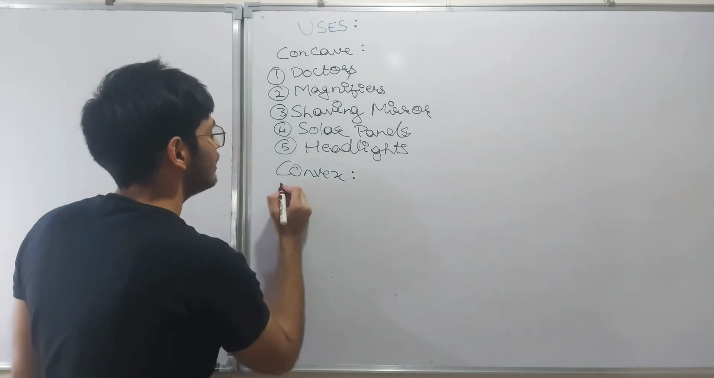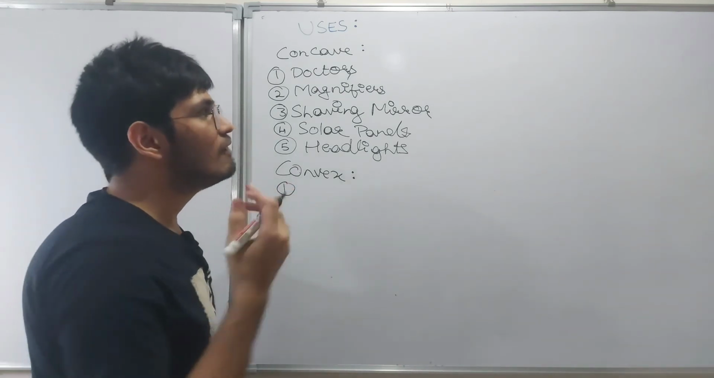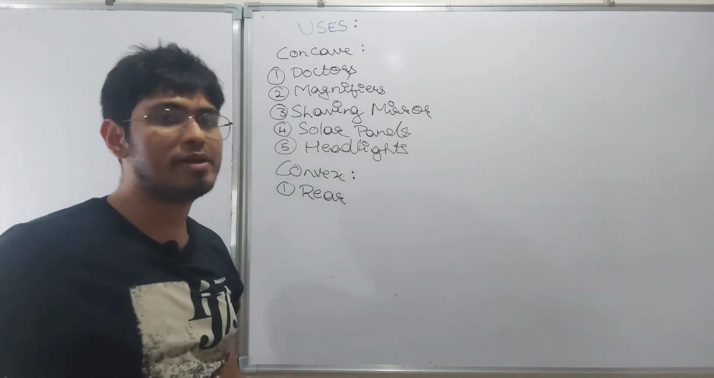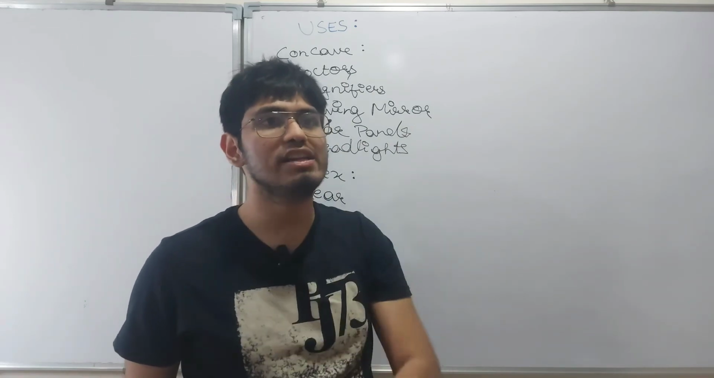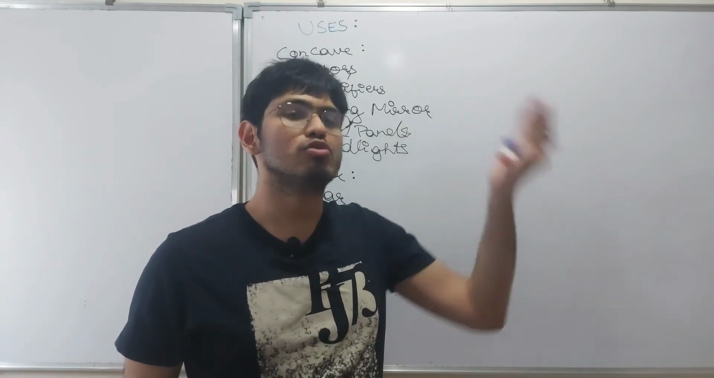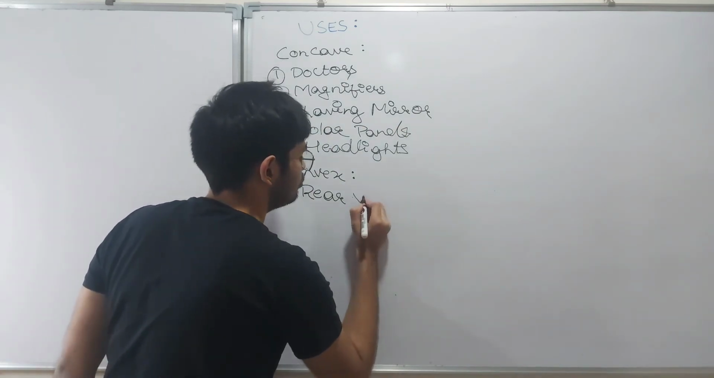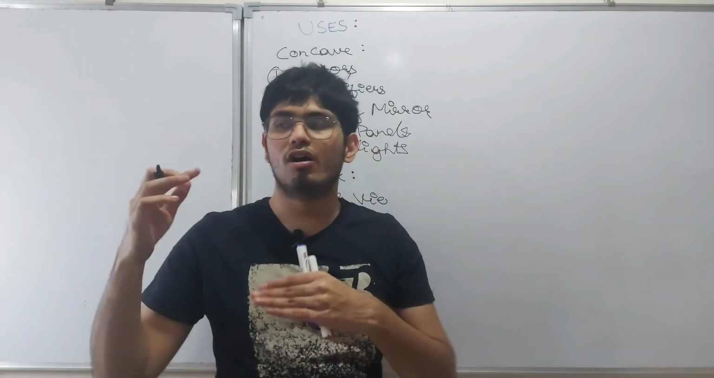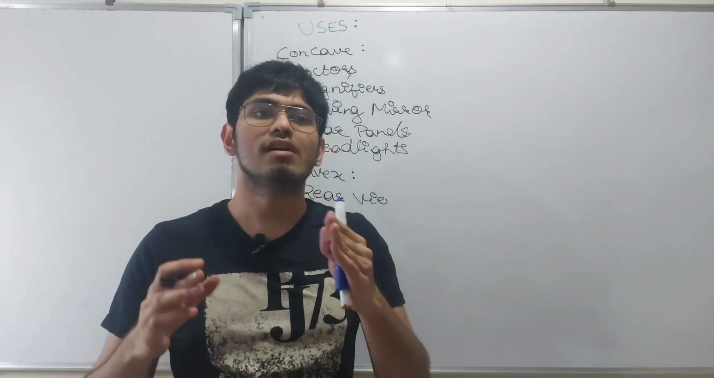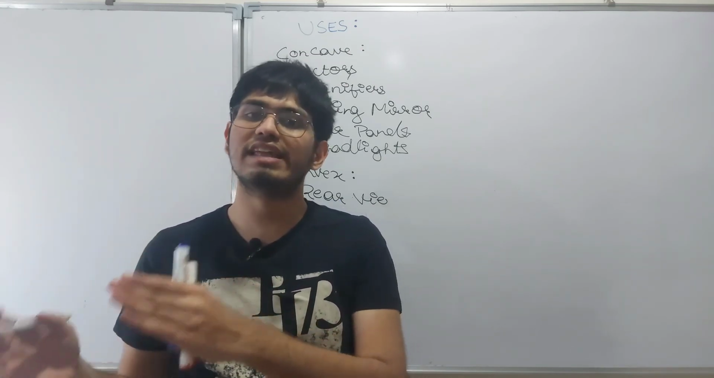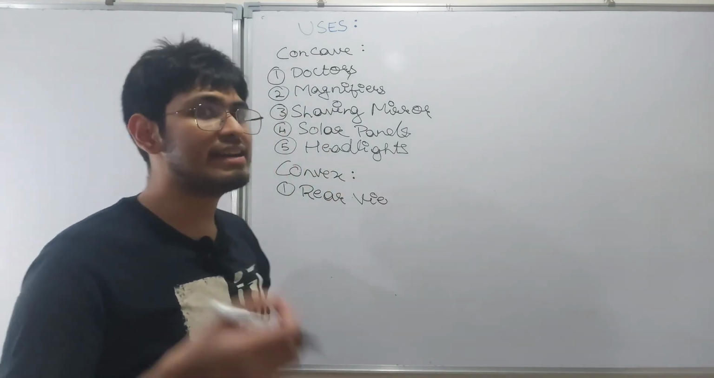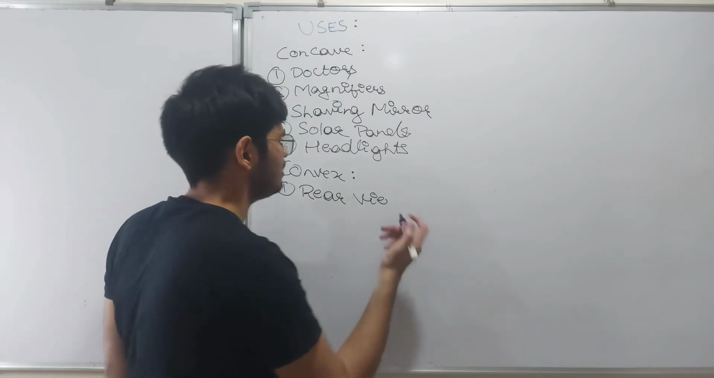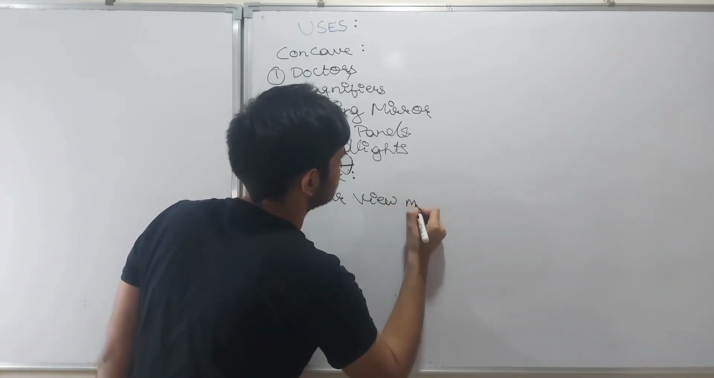The first application, and I'm going to tell you only one application, is in rear view mirrors. Rear view mirrors of your car, of your bike, of your Activa, or of your Honda, or of your scooter, of any other thing. That's why in the case of your vehicles, on that mirror, what is written? Objects are closer than they appear, because the object size is getting diminished in this case. That's why we are using it in rear view mirrors.